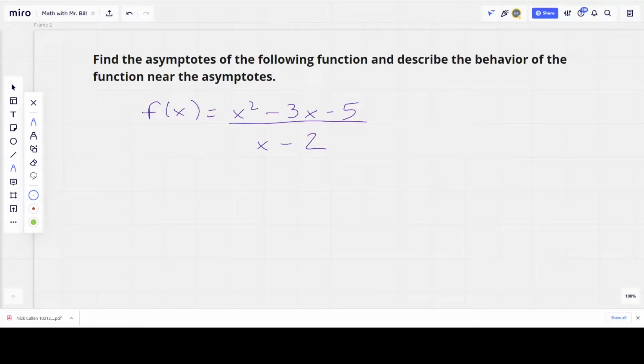I'm Bill Anderson, and today we're going to be talking about the behavior of a function near its asymptotes.